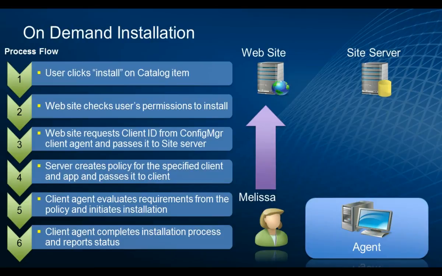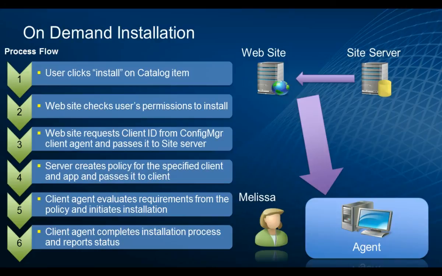So how does an on-demand installation work? Let's just walk through the process. Melissa on the right side clicks an installation on the application catalog in the browser. The website, the application catalog, checks the user's permissions to do the installation. The website requests a client ID from ConfigMgr's client agent and passes that over to the site server.